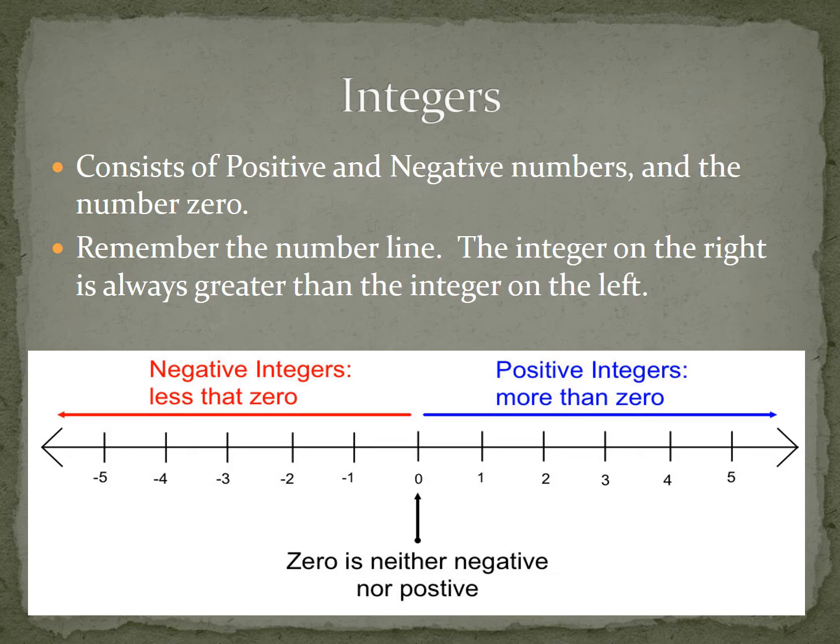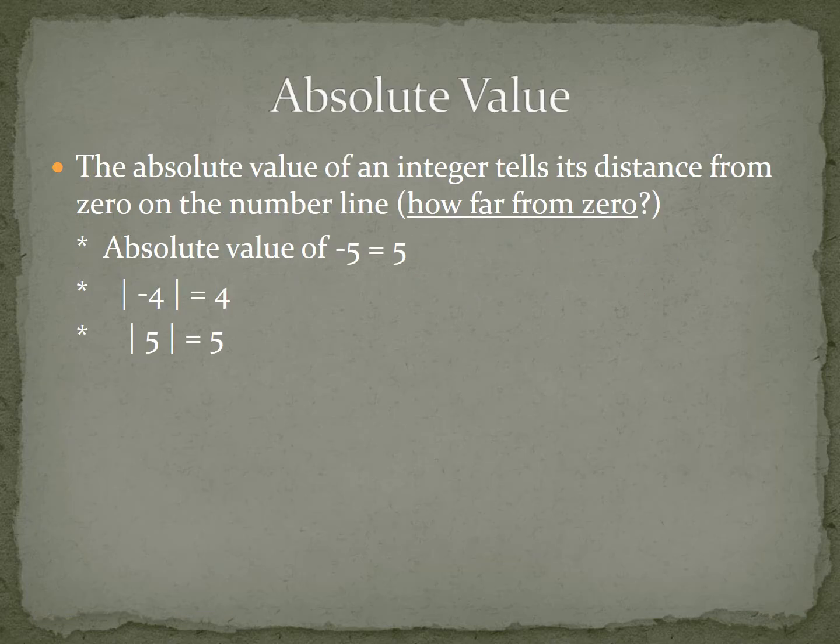Okay, so looking at the number line, remind yourself that the right is always greater than the numbers on the left. Generally, to the right of 0 are your positive integers, and to the left of 0 are your negative integers. We'll be talking about absolute value a little bit, defining that so you're able to recognize it on a test. I want to ask what's the absolute value of a number. The absolute value tells us the distance from 0 on the number line. How far are you from 0?